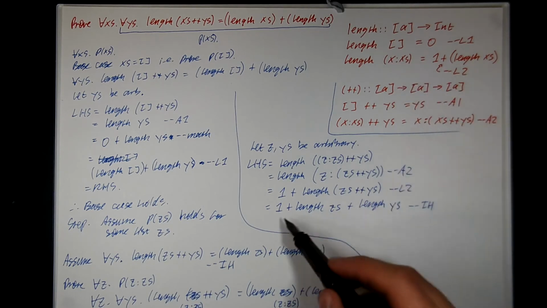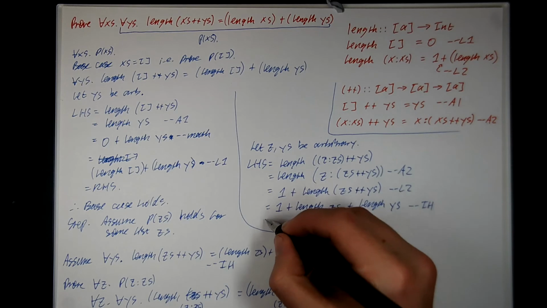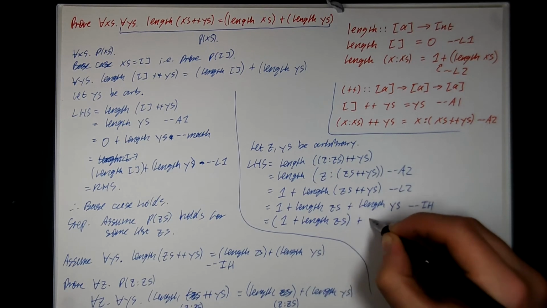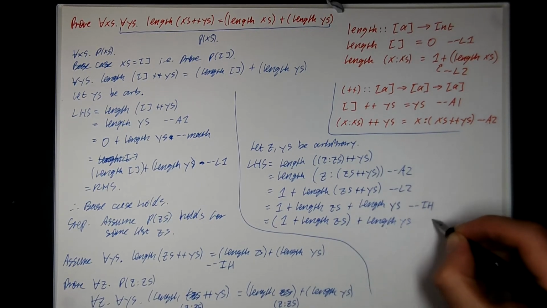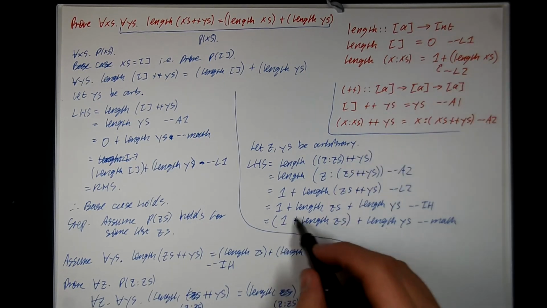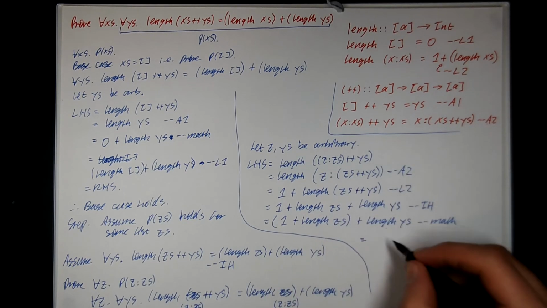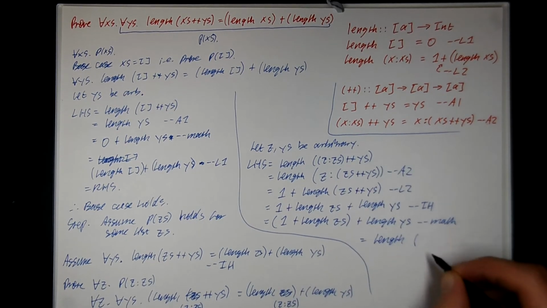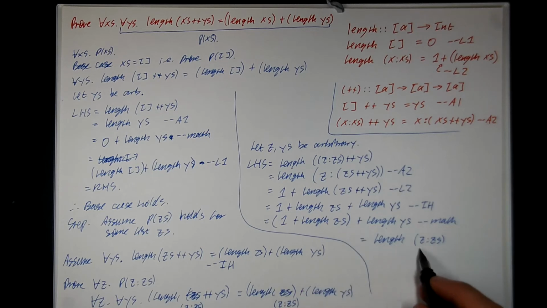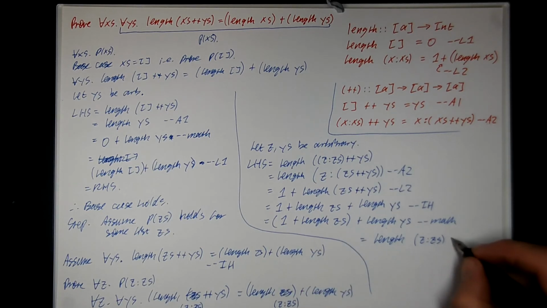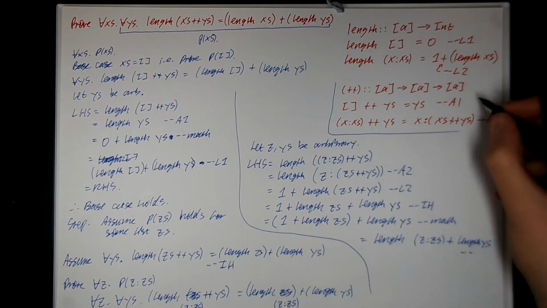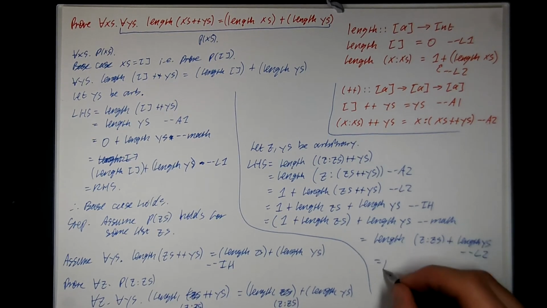So I can be sneaky and group this term together. I can put brackets around that: 1 plus length zs, plus length ys. It's probably a little bit overkill, but that's okay by math. And then I can use the length rule backwards on this term here. I can apply L2 backwards, which is going to get me length for any new element. I'm going to choose z. So this term here is length of z cons zs plus length of ys by L2.